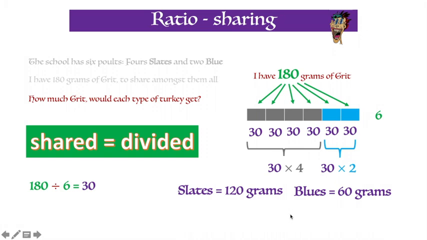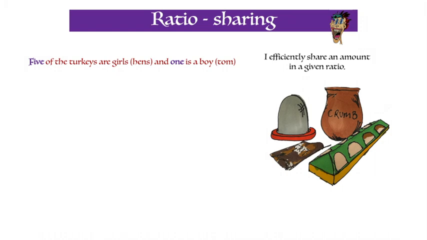Let's try another question. Of the 6, 5 of the turkeys are girls and 1 is a boy. The girl turkeys are called hens and boys are either called gobblers or Tom. So we're going to call them Tom today. Toms eat twice as much as hens, the greedy little critters.